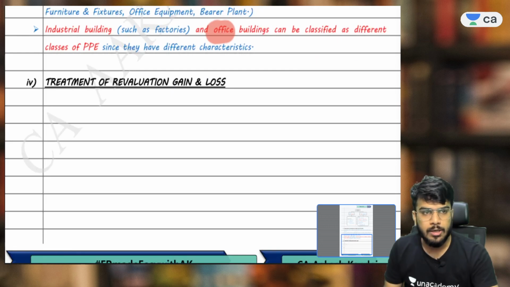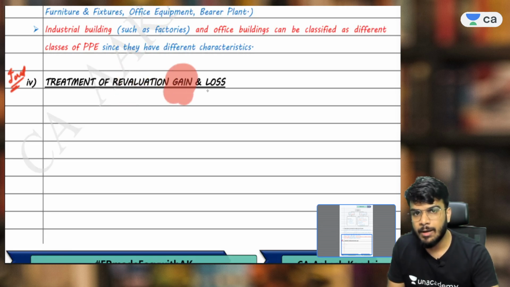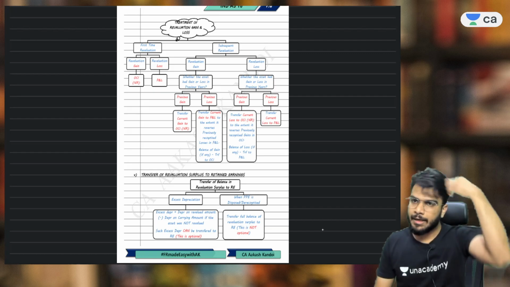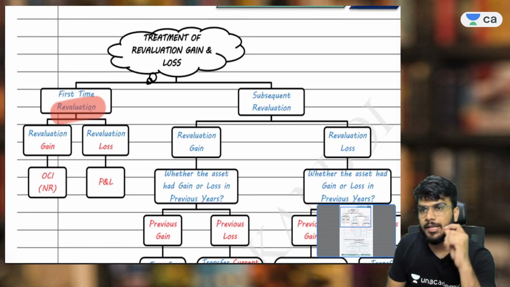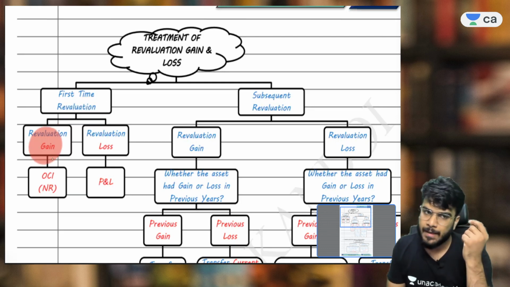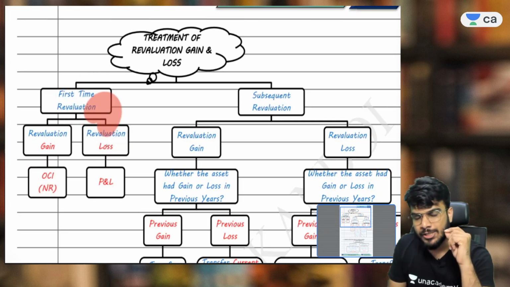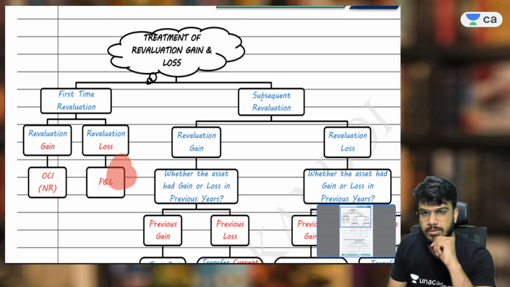Okay. Now the next point, this is very important, and that is treatment of revaluation gains and losses. So once you revalue the asset, what will be the treatment of this revaluation gain and loss? First, if you are revaluing the asset for the first time, and if it results in a gain, such gain will be classified to OCI. If you are revaluing the asset for the first time and such revaluation results in a loss, such loss will be transferred to profit and loss.